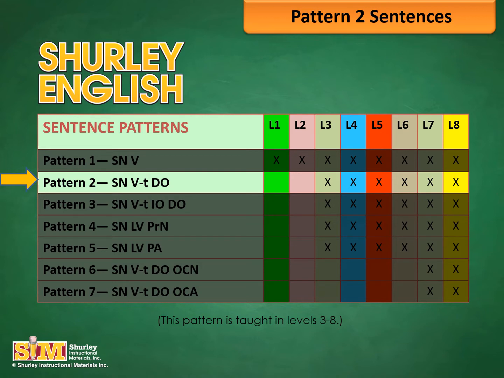let's talk about the core parts of a Pattern 2 sentence. A Pattern 2 sentence has two nouns and a verb transitive. The pattern is labeled in Shurley English as Subject Noun Verb Transitive Direct Object Pattern 2. Remember that sentence patterns are identified by their core parts. Even in sentences with a subject pronoun, the sentence pattern will remain Subject Noun Verb Transitive Direct Object Pattern 2. The subject noun is a symbolic holder for the subject noun or pronoun of a sentence pattern.